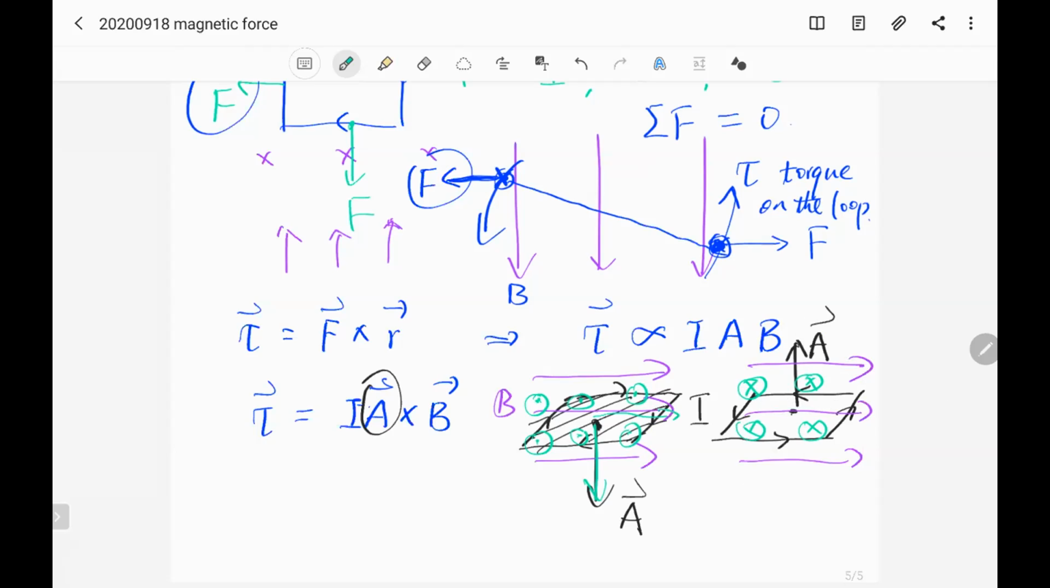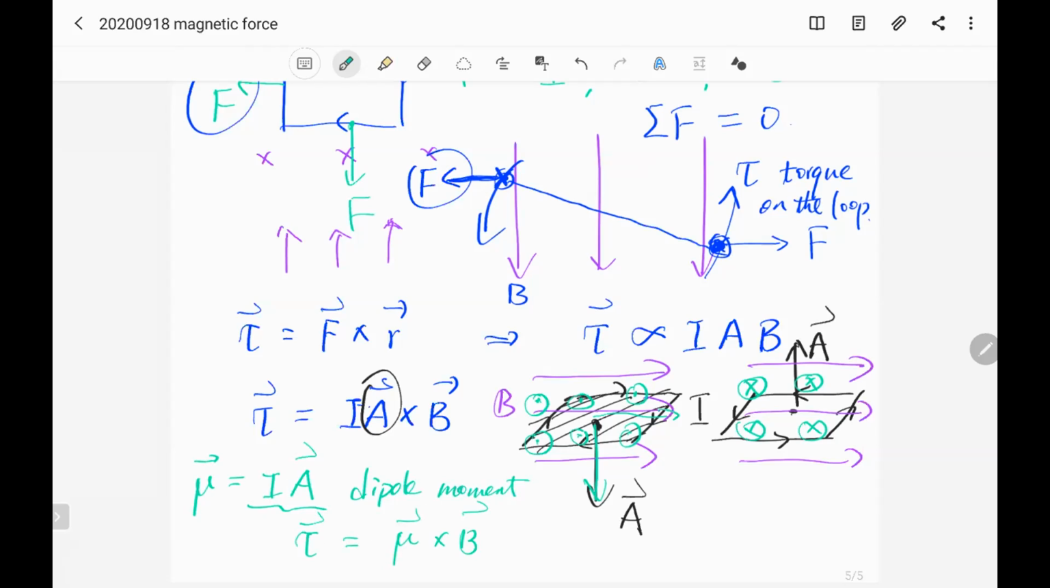Okay, and we also have another name for I times A. We call this the dipole moment. This is just a name, so we use a little mu to represent the dipole moment. So the torque can be written as the dipole moment cross B. This is just to help you memorize this, but you have equation sheets, so you don't need to memorize it. I tell you that I times A is called the dipole moment.